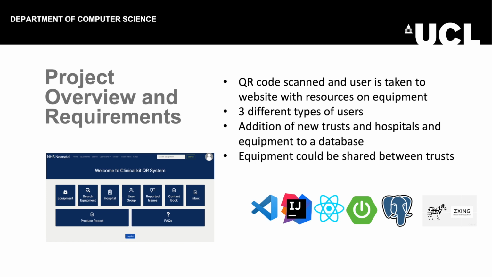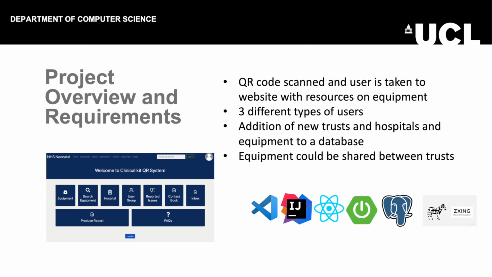Our requirements include QR code redirection to the relevant equipment, implementing 3 different user types with various privileges, the addition and editing of trusts, hospitals, users and equipment, and sharing of equipment between admins. The goals were to fulfill these requirements, deploy, test, and debug our solution, and add existing resources provided to us by our client to showcase the solution's efficacy.